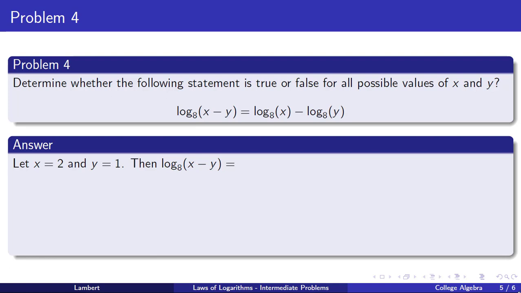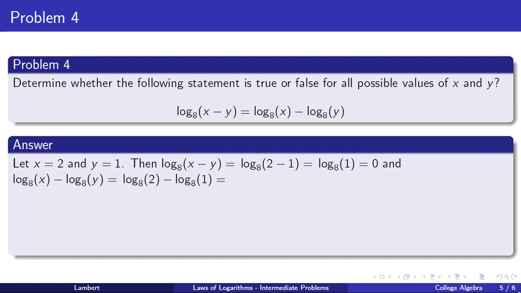So if we let x equals 2 and y equals 1, then log base 8 of x minus y, well, that would be the log base 8 of 2 minus 1, which is the log base 8 of 1, which we know from one of the properties of logarithms is 0. Moving in the other direction, let's try it for the log base 8 of x minus the log base 8 of y, see what that equals. Well, when we plug in 2, we get log base 8 of 2 minus log base 8 of 1.